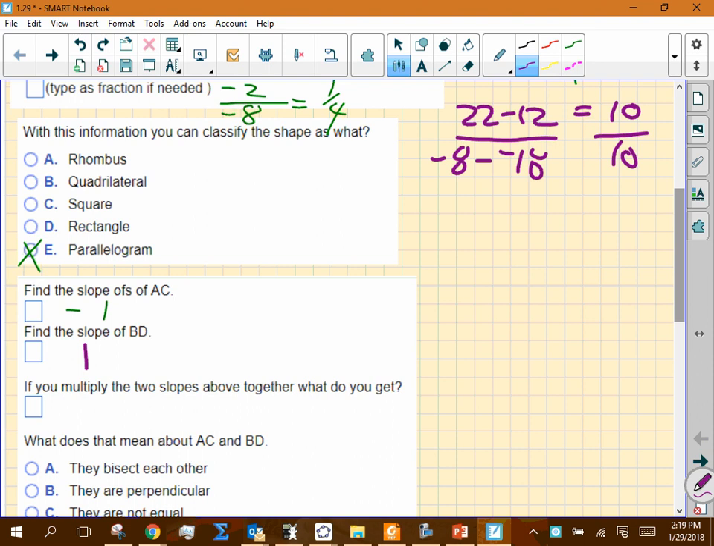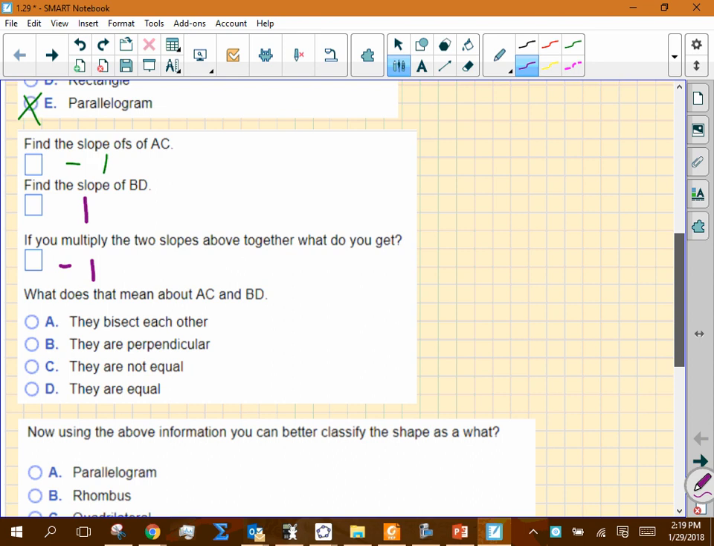Multiply those two together, you get? Negative 1. So when the product of two slopes is negative 1, what's that tell you about those two lines? Perpendicular. Okay. Remember, this is the definition of opposite sign reciprocals, right? The algebraic definition is that their slopes multiply together to give you negative 1.